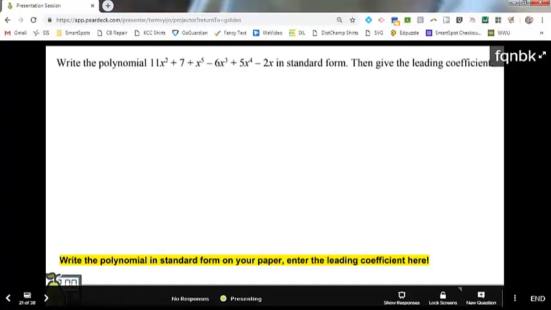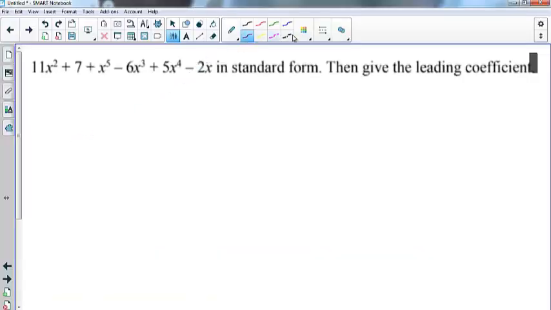Okay, so I'm going to give you like 30 seconds. Go. No, 5x. I want the biggest exponent first. So, x to the fifth comes first. Then, what's my next biggest exponent? Plus 5x to the fourth. Okay, next.